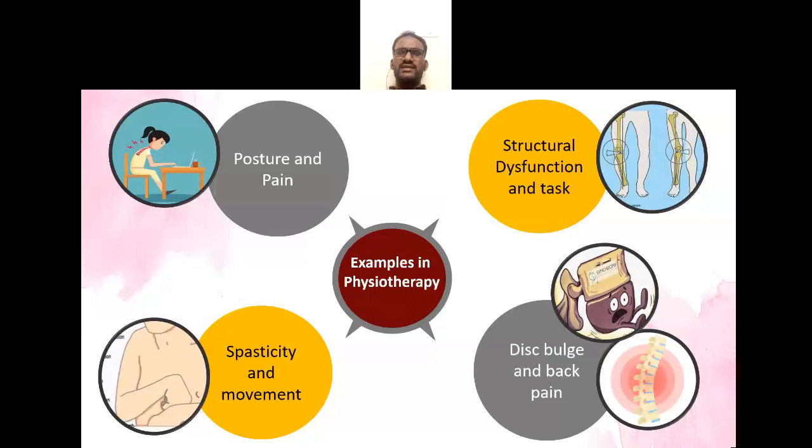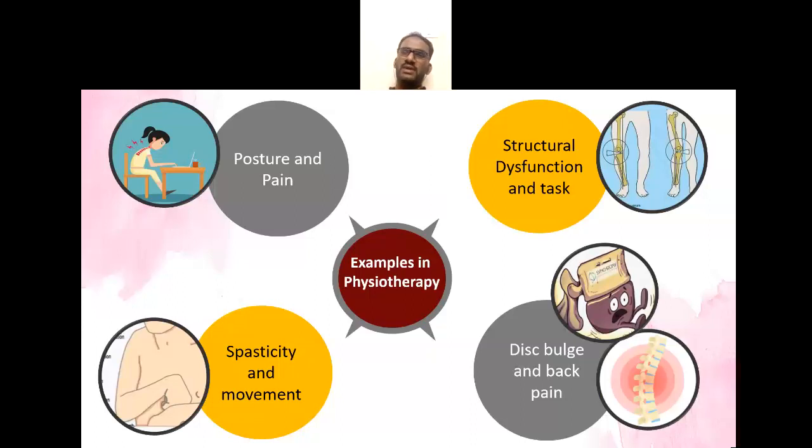Some examples in physiotherapy where we seem to establish a cause-effect relationship just because there is a correlation are, as I already mentioned, posture and pain, or structural dysfunction and pain, or spasticity and movement, because almost the majority of patients with upper motor neuron lesions have spasticity, and they have movement issues also.